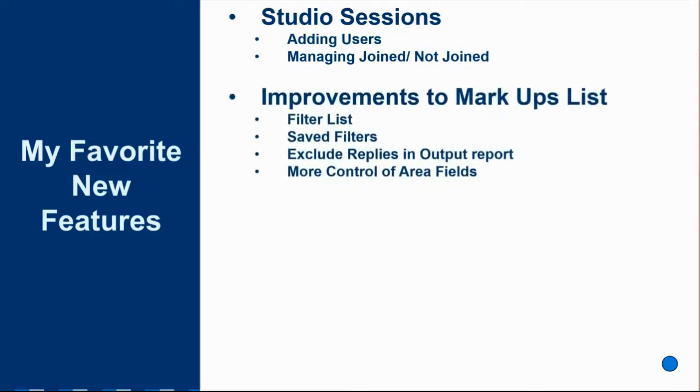We also have improved the markups list. Now, within the markups list, there's a new filter list. This filter list has been something that has been requested for a very, very long time from our user groups, and it now includes a better way of filtering, increased saved filters, and an opportunity to exclude replies in the output report, and more control of a specific area field in the markups list. I'm going to be going through all of this shortly. But without further ado, let's jump into Kahoot.